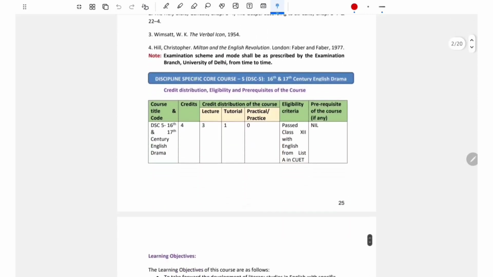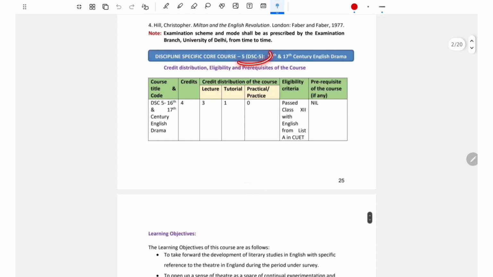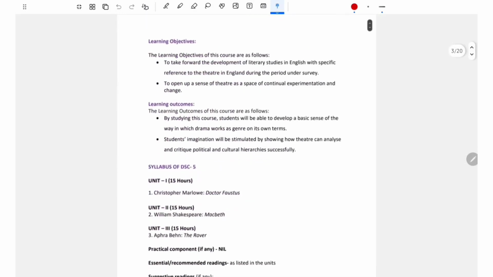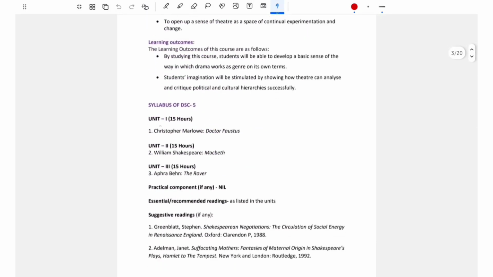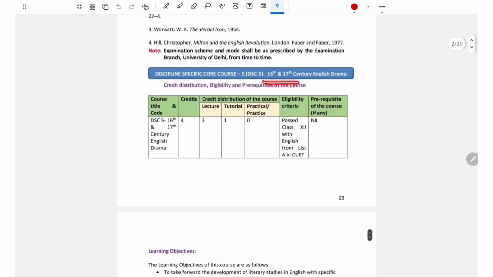Moving on to our second paper, and that is DSC 5. This is 16th to 17th century English drama. Now, in this paper, again, we have 3 units, and in each unit there is 1 text. So this paper has 3 texts in total. The first is Christopher Marlowe's Dr. Faustus, then there is William Shakespeare's Macbeth, then there is Aphra Behn's The Rover. And that is all for 16th to 17th century English drama.